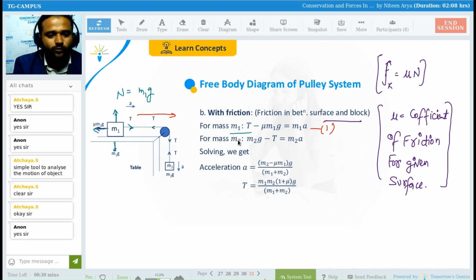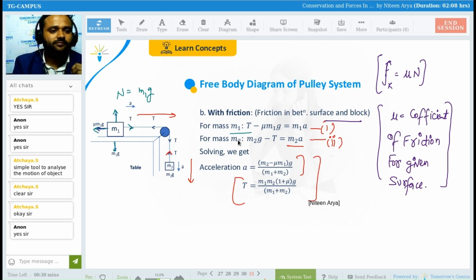In the same sense, for mass m2, we follow the same thing. Tension is going in this direction, and the net acceleration is in this direction. So m2a equals m2g minus tension. This is my second equation. Again, solving both of these, we get the acceleration as (m2 minus mu m1) divided by (m1 plus m2), into g. And once we get this acceleration, we get the tension also.